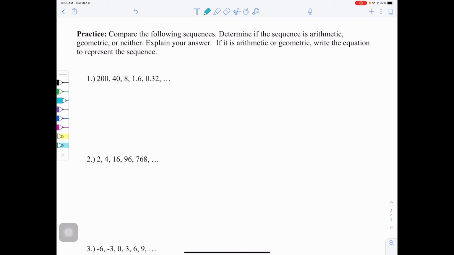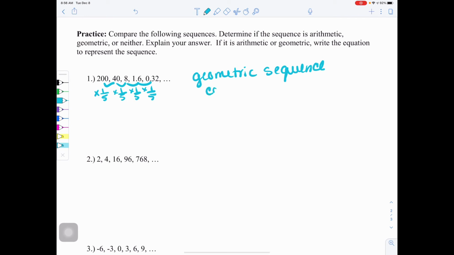All right, in number 1, these are actually being divided by 5. So that's the same thing as multiplying by 1/5. So now I see that this is a geometric sequence because of the multiplication pattern. It has a common ratio then of 1/5. And if I wanted to write my formula, I'd have a sub n equals, the first term is 200, my common ratio is 1/5, and I'd have n minus 1.